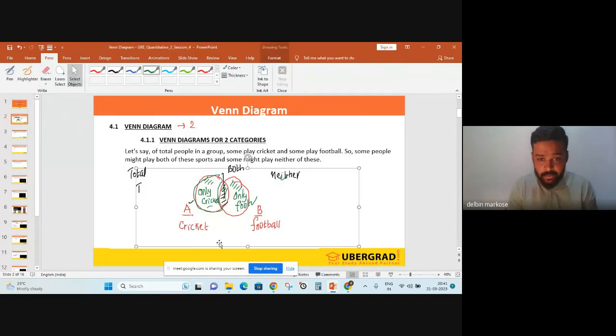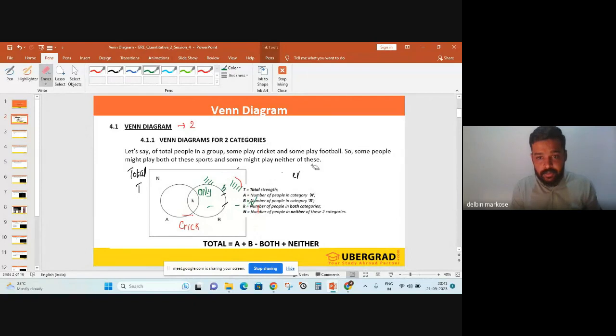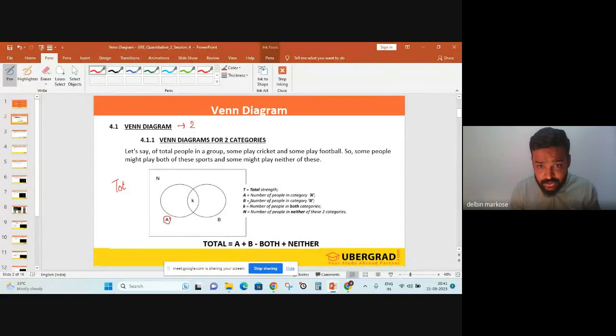Now, in the books, there is one formula written. Okay, let me just erase it so you can see clearly. That's what I have written here, and I have mentioned it in the PPT file also. So 2 categories they are showing here. It's a total number. There is a category A. Make sure that this is the total number of any category. This is B, the total number of B, and K means the category both region, and N means the neither.